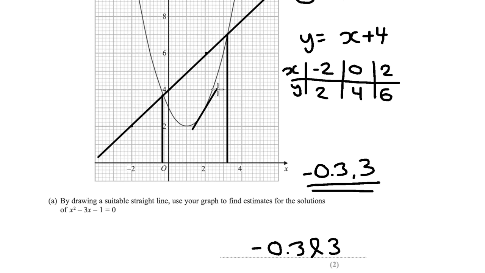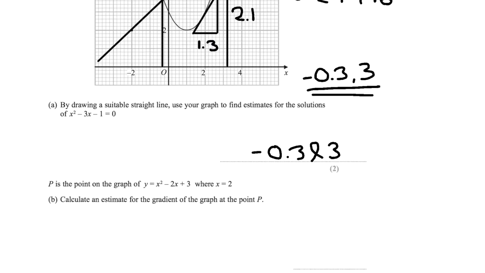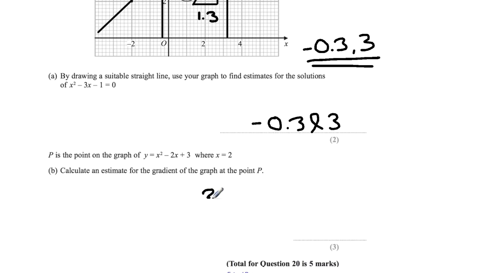Now we need to find the difference of dy by dx. The difference between this point and this point is 2.1, and the difference between this point and this point is 1.3. Therefore, to find the gradient, we're going to be dividing 2.1 over 1.3, which will give us the gradient as 1.6, and that's your final answer.